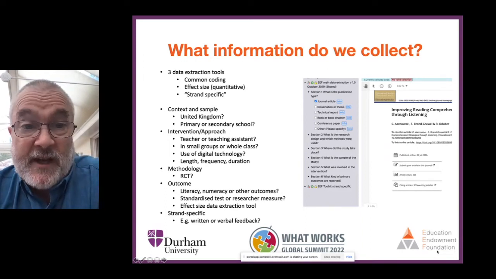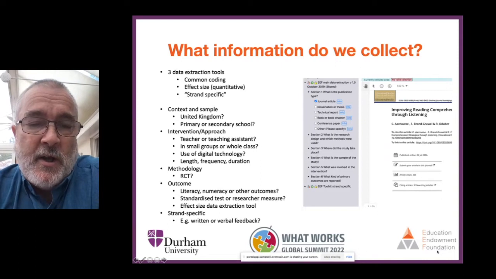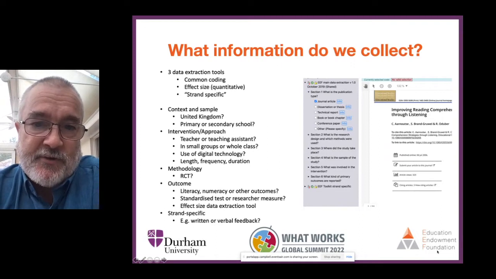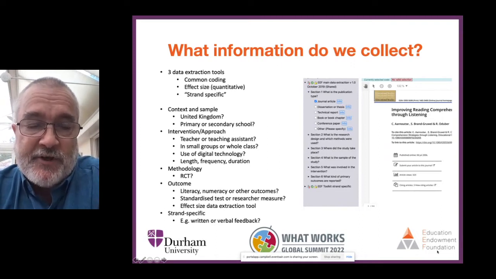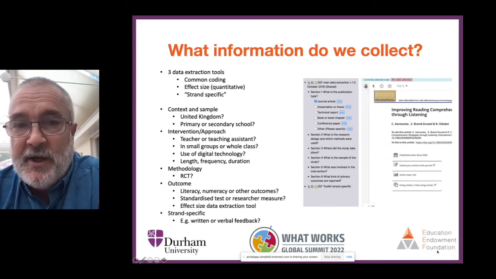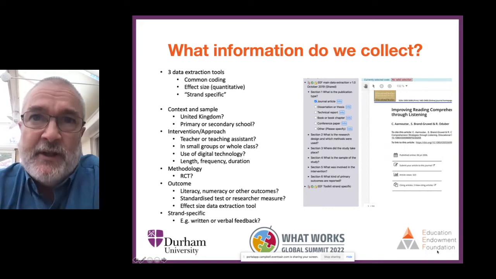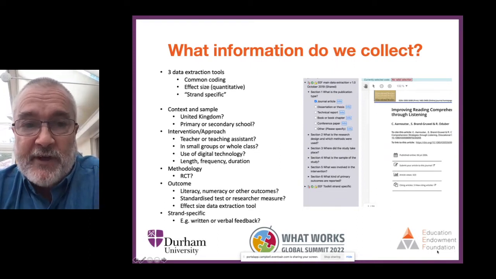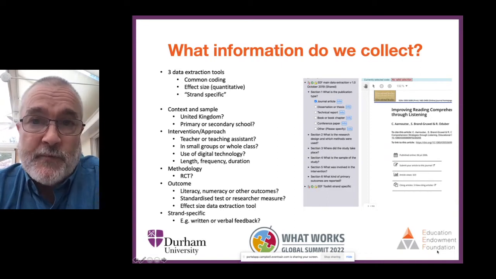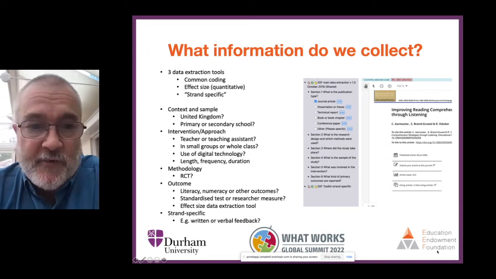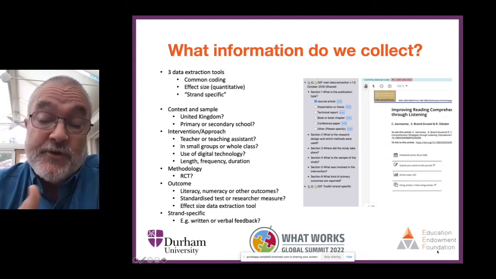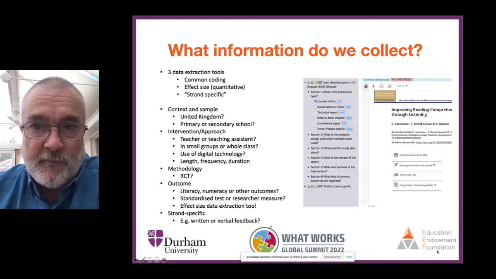We've then got an effect size data extraction tool, which focuses very much on the quantitative information. And then for each different area of the toolkit, we've got an additional data extraction tool, which pulls out strand-specific information. So if you're looking at something like feedback, we might code as to whether it's written or verbal. If we're looking at something like peer tutoring, we might look at whether or not the groups of the pairings are equal, or the tutor is more capable than the tutee. So the whole series of things that we use, and then we can use those in the analysis, which I'll move to talk about.